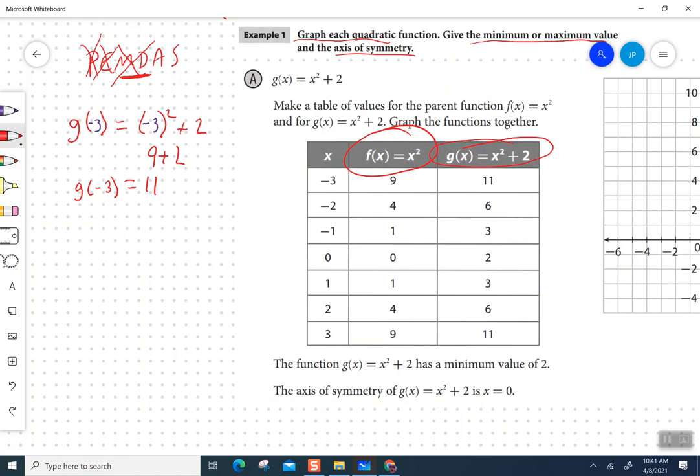All right, I'll go ahead and put me on pause, write all these numbers down. Remember, they're ordered pairs. So this negative 3 goes with this 9, but then this negative 3 is also going to go with this 11. So you're going to have 2 sets of ordered pairs. You're going to have f of x equals x squared. Your first ordered pair is going to be negative 3 comma 9. But then for our second function, we're going to have g of x equals x squared plus 2. And for our first ordered pair, we're going to have negative 3 comma 11.